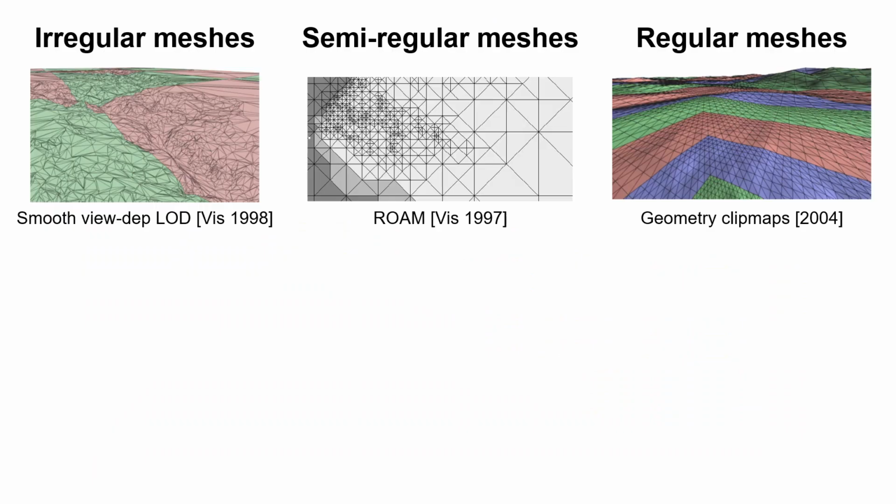Mesh LOD techniques fall into three categories. This paper explored using irregular meshes. There are also techniques based on semi-regular meshing, and for terrain height fields, I really like nested regular grids.